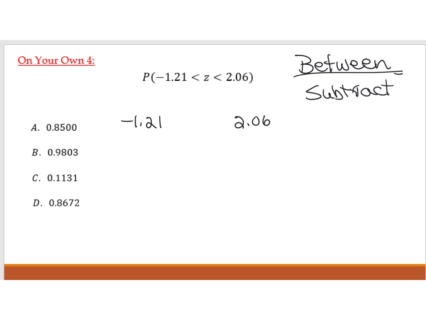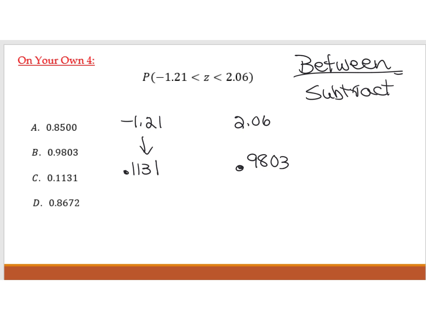All right, on this example, we are finding the probability of the z-score between negative 1.21 and 2.06. To find this information, I'm going to read from my table, negative 1.21, and that is going to be decimal 0.1131. I'm going to read from the table 2.06, and when I do that, I get 0.9803.